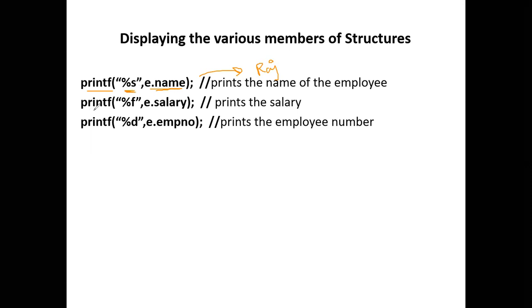Same here. If I want to print the salary, salary is of type float. We are using %f and e.salary. And if I want to print the employee number, it is of type int. We are using %d and write e.employee number. So here we are supposed to write a variable name, followed by a special operator dot, followed by the member name which I want to print.